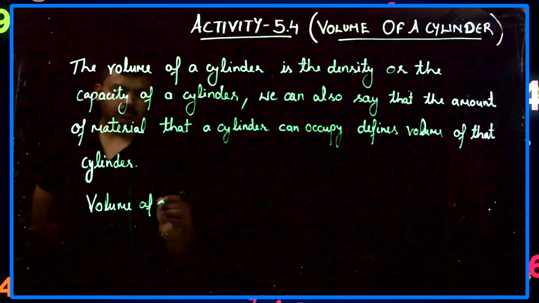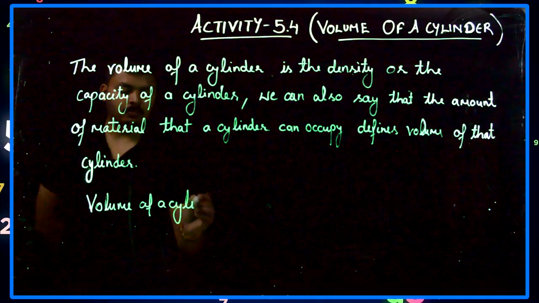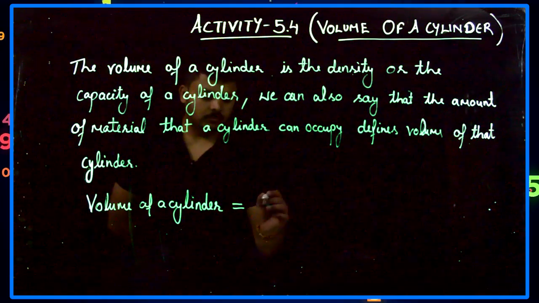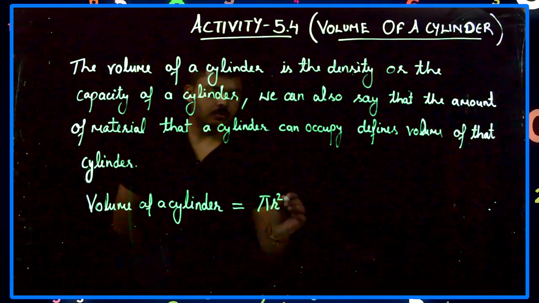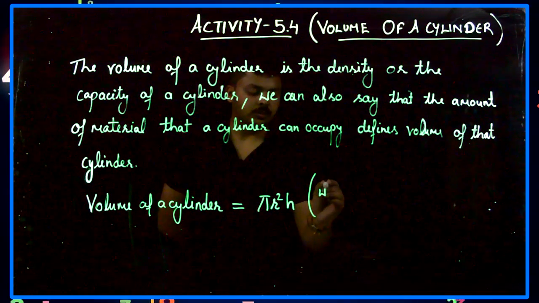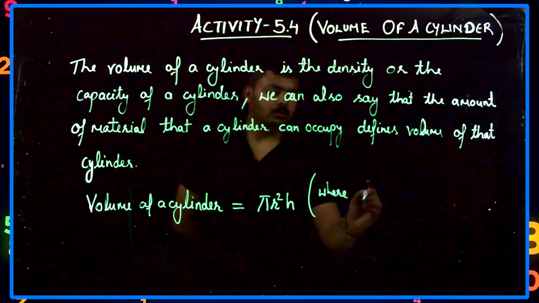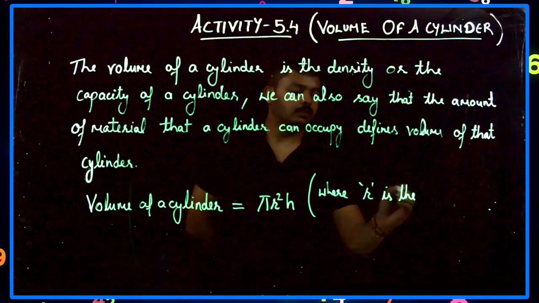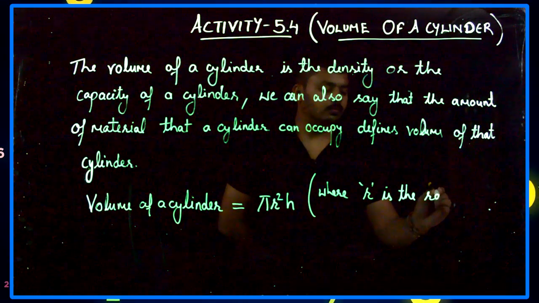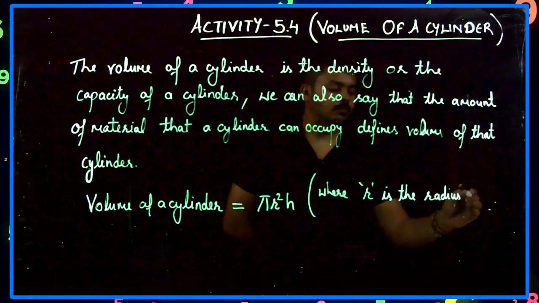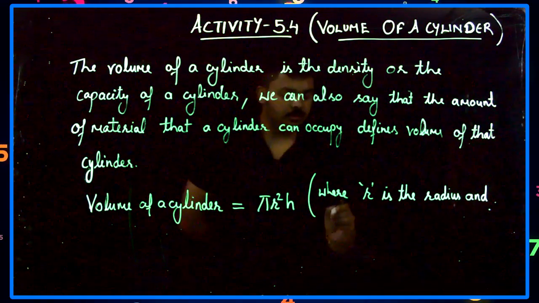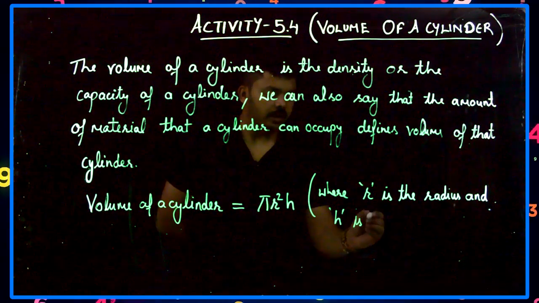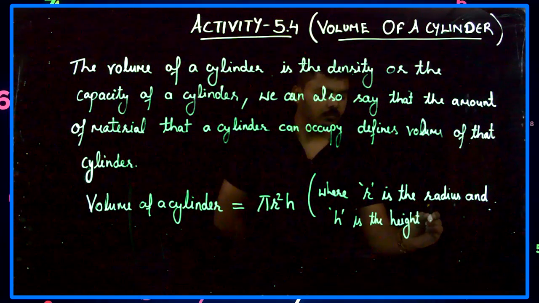Volume of a cylinder is equal to pi r square h, where r is the radius and h is the height of the cylinder.